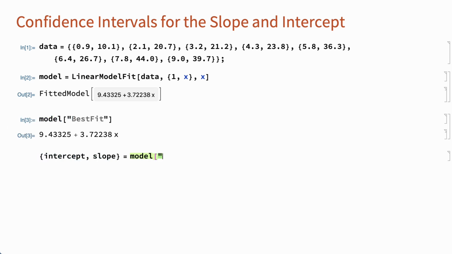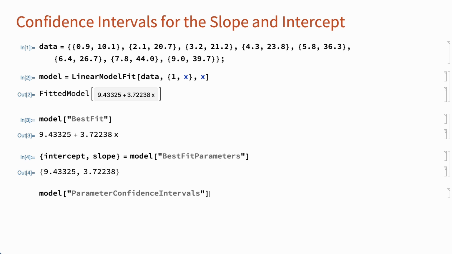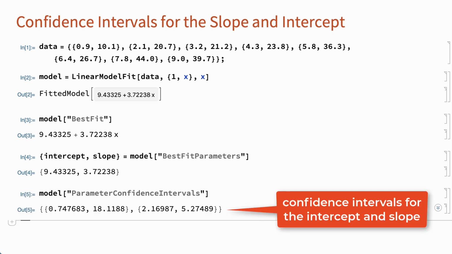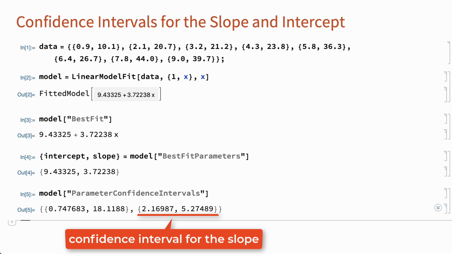This uses the best fit parameters property of the model to get those parameters, which are the intercept and slope coefficients from the formula for the best fit. And this computes confidence intervals for the intercept and for the slope using formulas that are programmed into the computer. The first element in this result gives the endpoints of a 95% confidence interval for the intercept, and the second element gives the confidence interval for the slope.